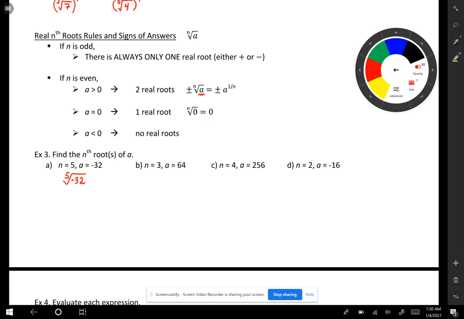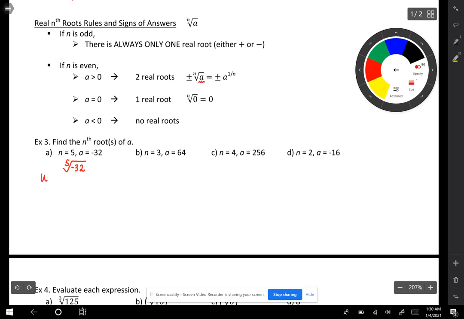So here's what we're asking here. What number multiplied by itself 5 times equals negative 32?